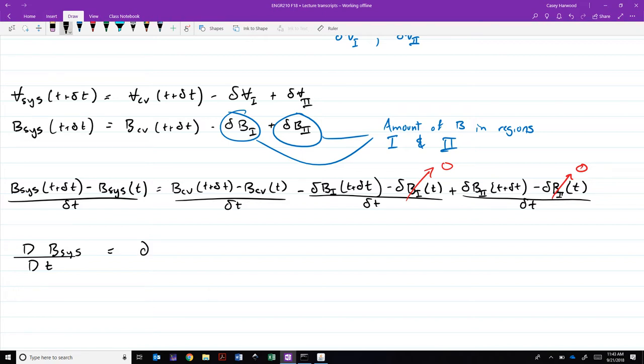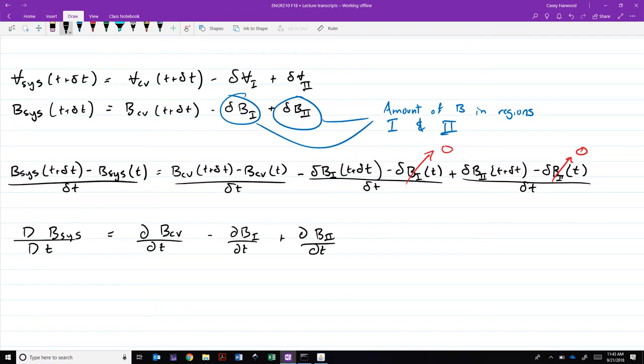So we could write dB CV dt minus dB1 dt plus dB2 dt. All right. So capital D indicates Lagrangian rate of change. And in these cases, we're using partial derivatives in the normal convention to indicate we're talking about Eulerian rates of change. So really, the rate of growth of B1 and B2 here can be thought of as the rate of B into the control volume and the rate of B out of the control volume.